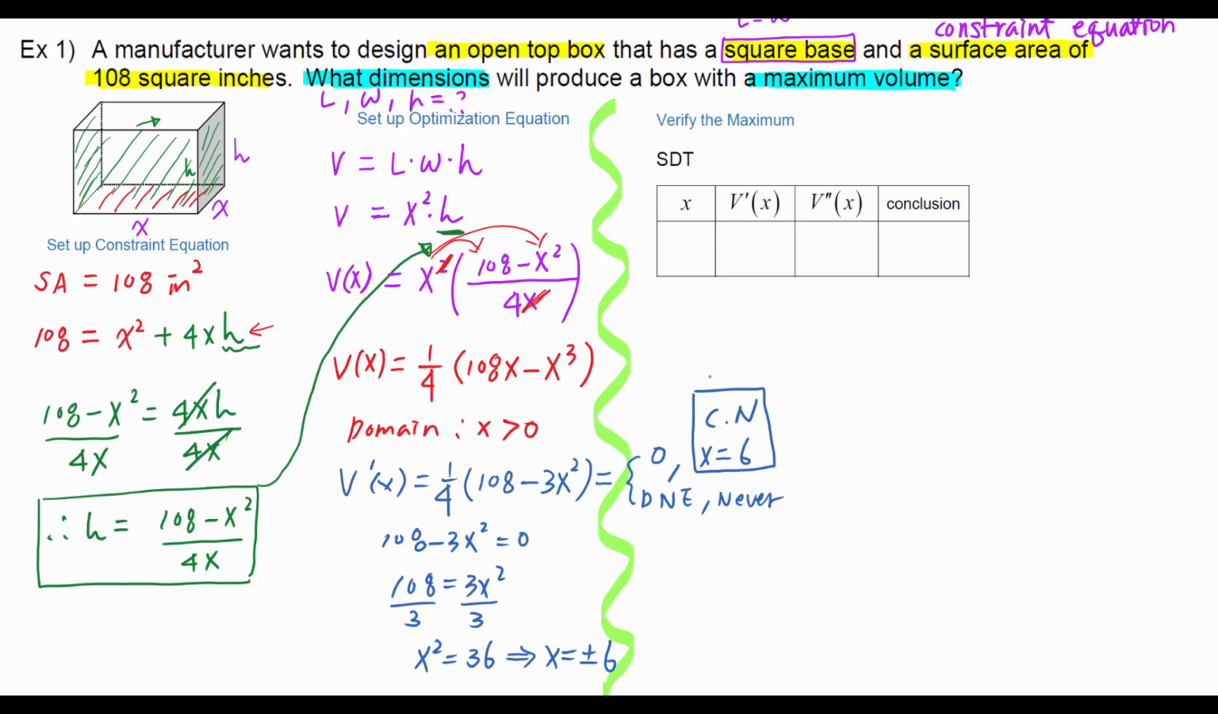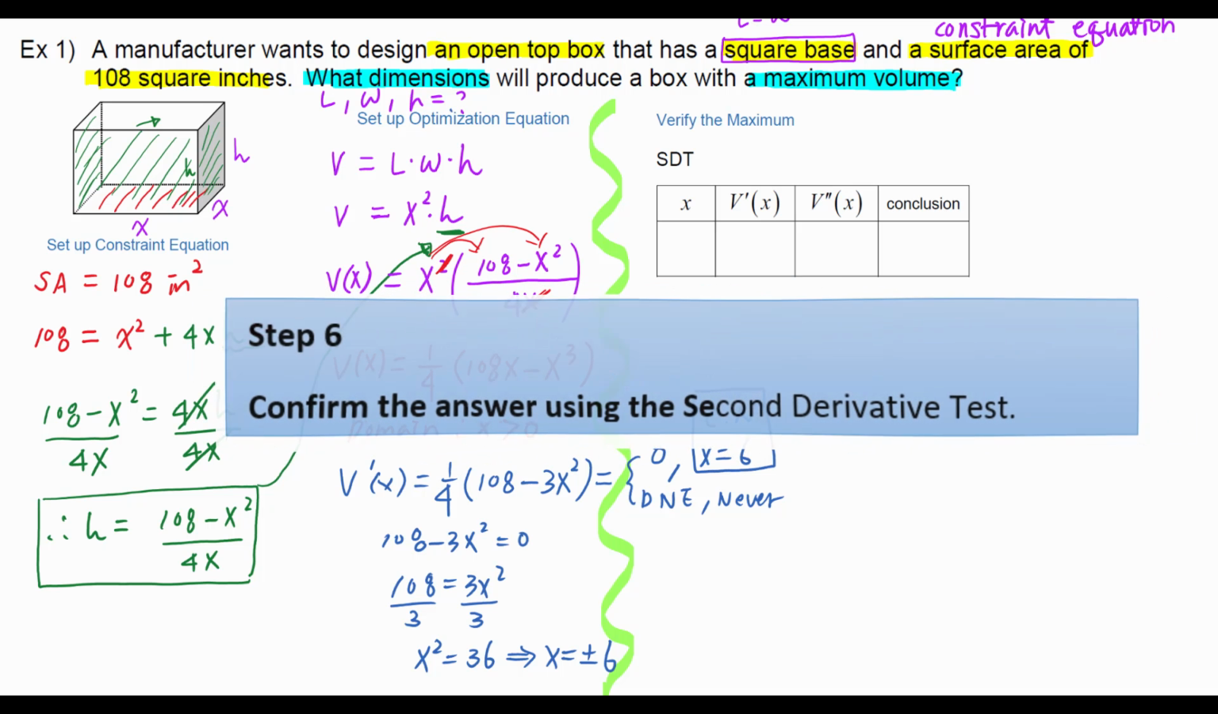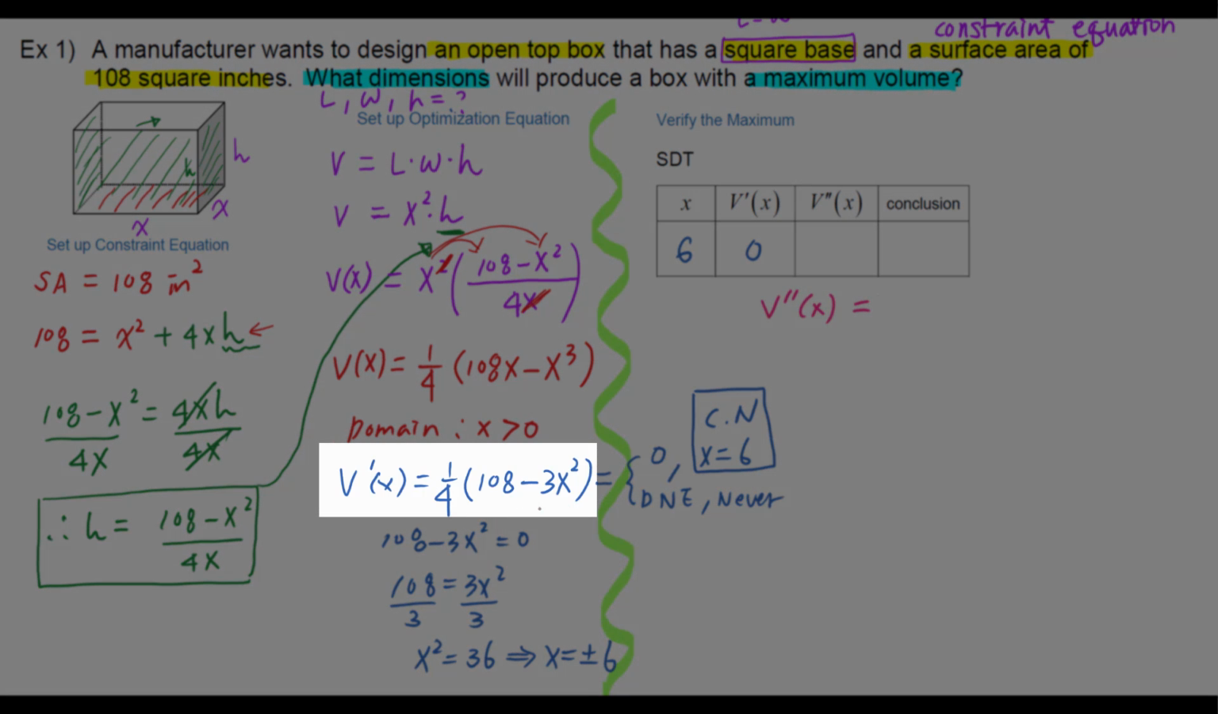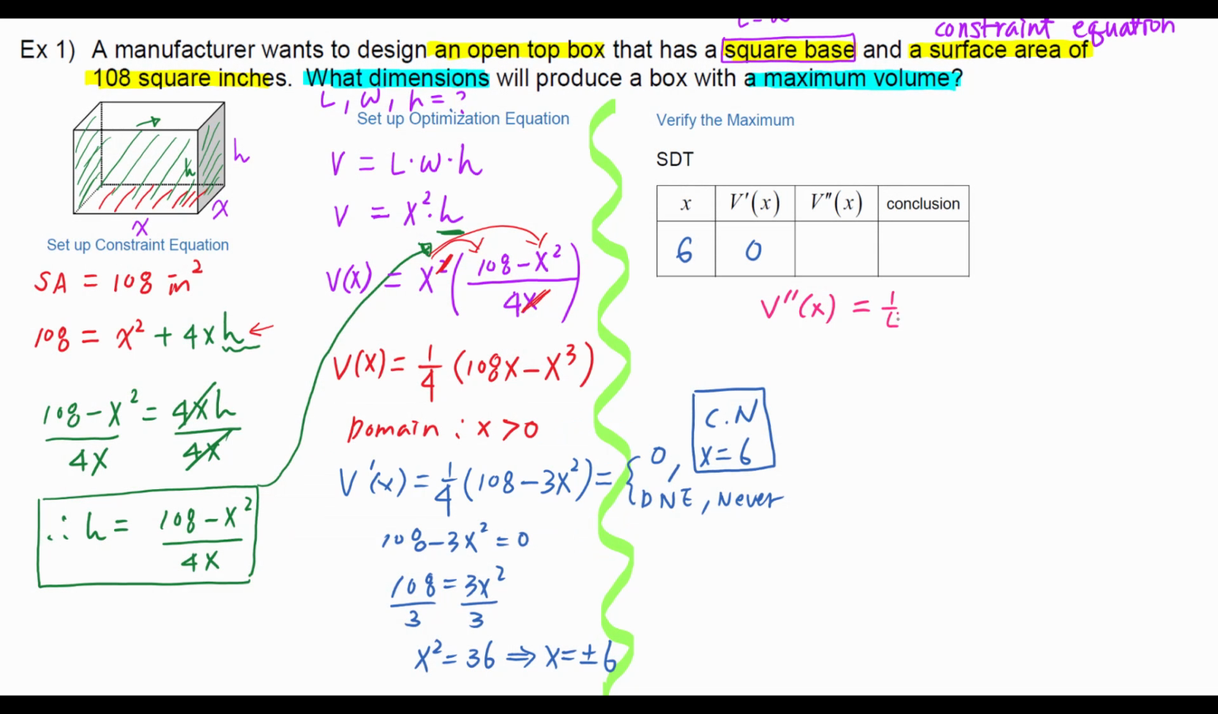I have only one critical number, so hopefully this will give me maximum volume. How do you check it? You can check it using the second derivative test. My critical number, I only got one, that's 6, and V prime of 6 is 0. What is V double prime? V double prime of x: you take the derivative of V prime of x. So 1/4 is just 1/4. The derivative of 108 is 0. The derivative of negative 3x squared is negative 6x.